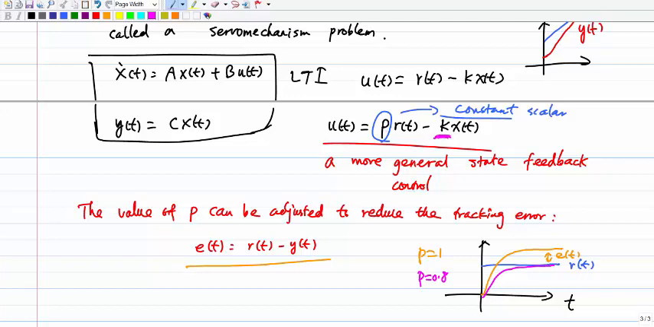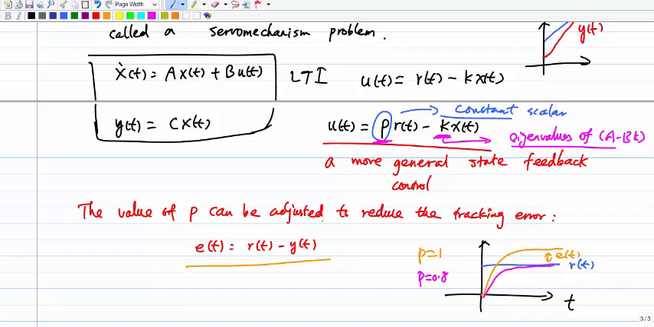So this is an additional parameter we can adjust other than K. K is designed for the eigenvalues of A minus BK for stability purposes. The p is not used in the eigenvalues because it doesn't affect them. It is a way to scale up and down to make sure your error will be 0. So this value can be adjusted to reduce the tracking error typically.